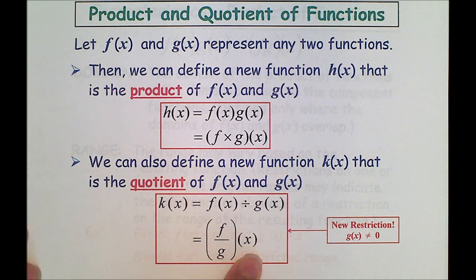Okay, when you are looking at the quotient, what ends up being created are some restrictions, and the restrictions are any value of x that makes g of x equal to 0. So you can't have g of x equal to 0, which is why now you have some new restrictions.